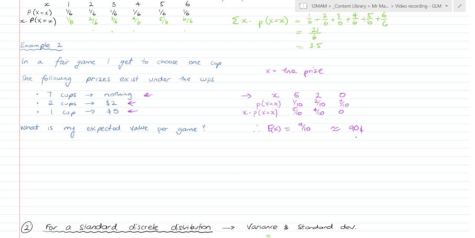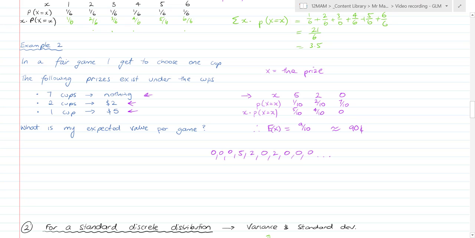You'll never actually get 90 cents per game, but you might get 0, 0, 0, 5, 2, 0, 2, 0, 0, 0, etc. Over time, your average will be 0.9 or 90 cents. And that's how the game works, and that's how expected values work. So there's our work on expected values.